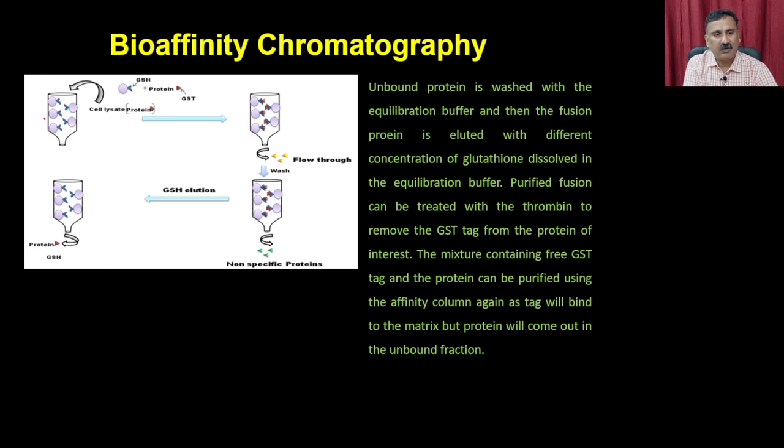And the column is going to have the GSH as a ligand. So when you load the lysate, it is going to bind because there will be an interaction of the GST and GSH. Then you're going to have the washing step, and ultimately you are going to use GSH for elution. So GSH is going to compete for the protein, and that's how the GSH will bind to the GST, which is already tagged with the protein, and that's how the protein is going to come out. After this step, you have the option to remove the tag, which you can also do with the help of different types of proteases.